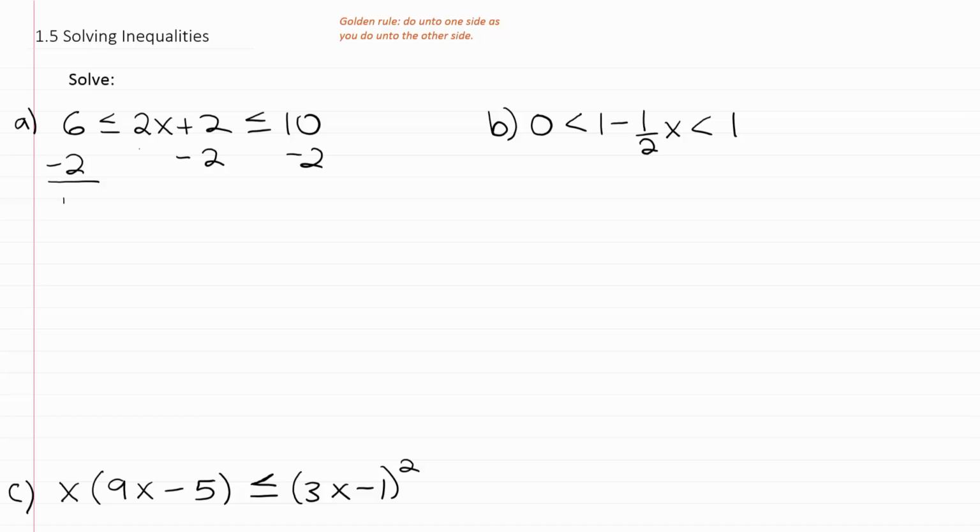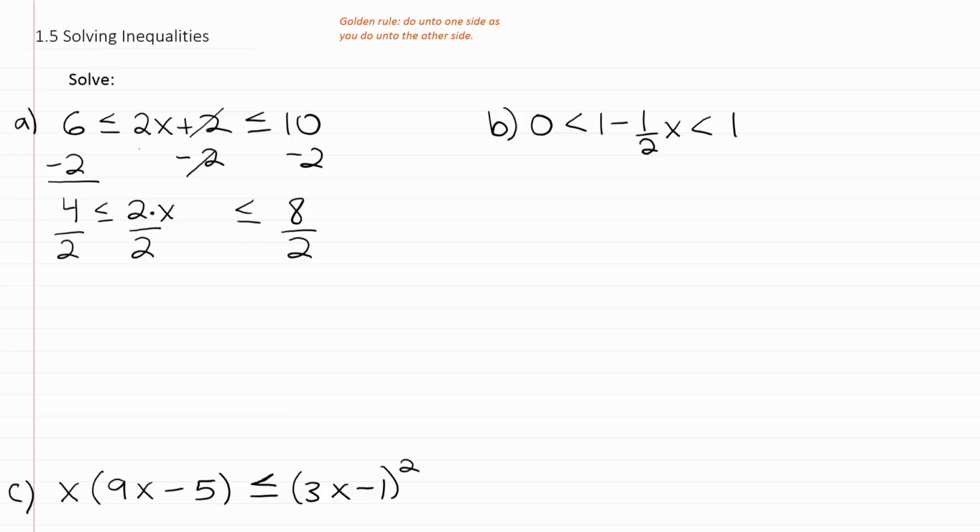So 6 minus 2 will give you 4. That'll be less than or equal to 2x. The 2's cancel out here, and you'll have less than or equal to 10 minus 2, which of course is just 8. Then that's 2 times x, so to get rid of the 2 that's attached to x there, we'll use the multiplication property of equality, and we'll divide all sides by 2.